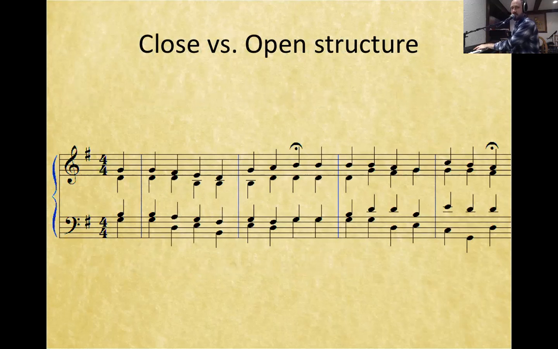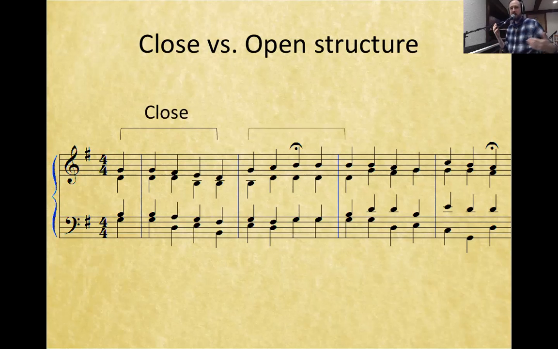Right? Sort of this kind of sound. Some of you may be familiar with this. So if we listen to that first measure, if we look at just this much, see how it feels connected? Kind of like it's all together. That's because this is a close structure.